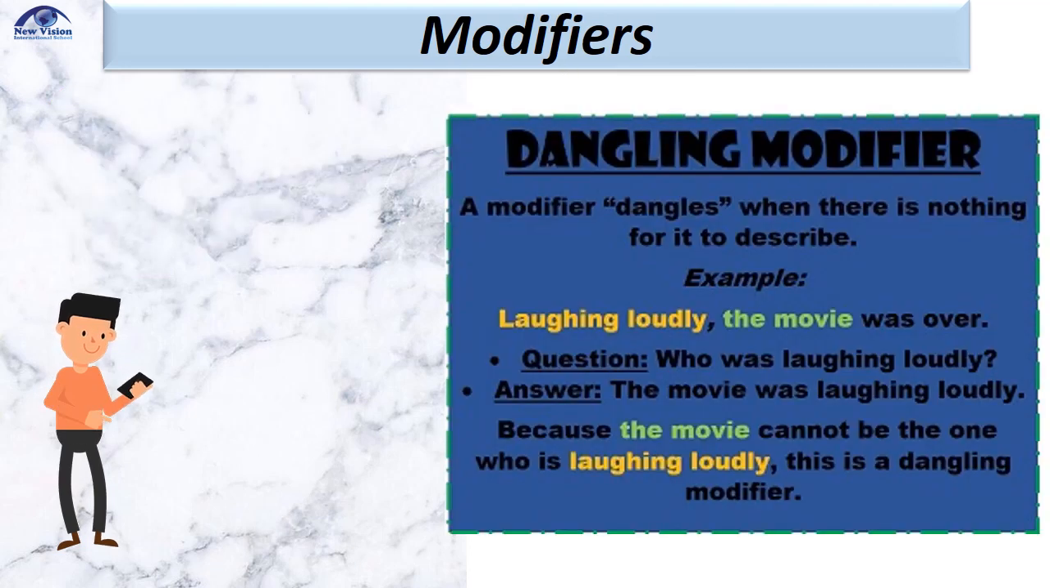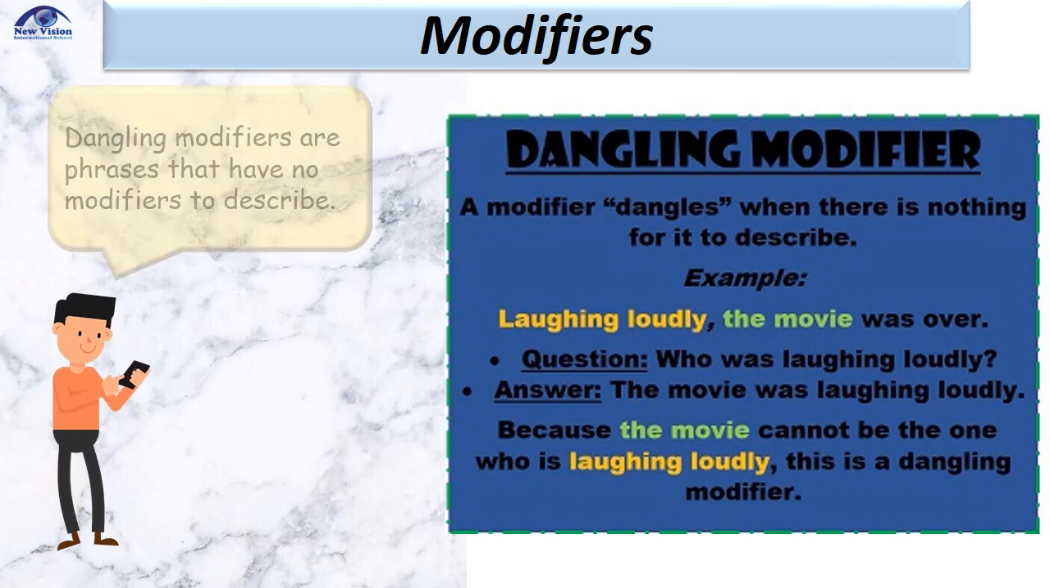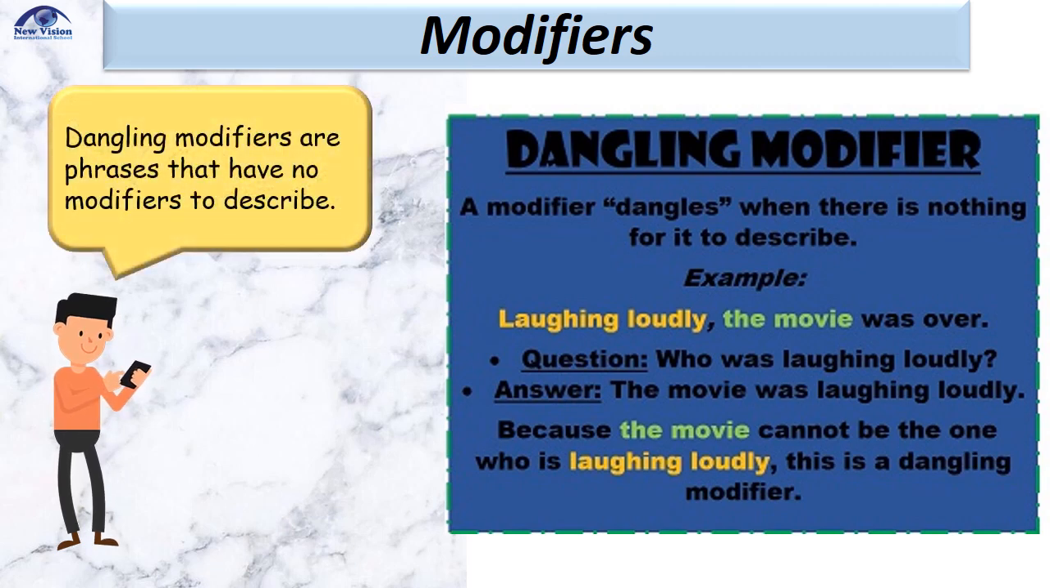How about the dangling modifier? Modifier dangles when there is nothing for it to describe. For this example, laughing loudly, the movie was over. We have here laughing as a present participle. Question: who was laughing loudly? The answer: the movie was laughing loudly. Because the movie cannot be the one who is laughing loudly, this phrase is a dangling modifier. So I hope that you were able to find out and to learn about what's the difference between misplaced modifier and dangling modifier.